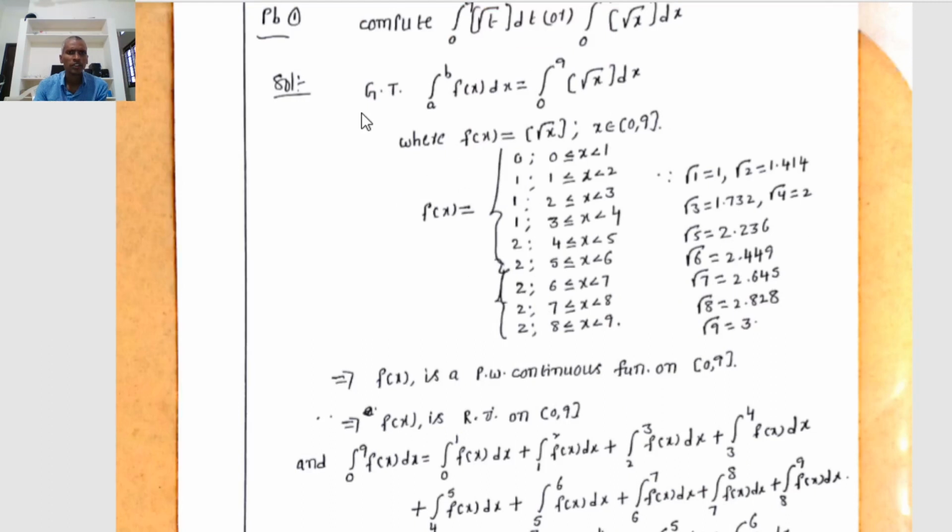That is, comparing to the given integral, integration a to b of f of x dx equals integration 0 to 9 of the integral part of root x dx, where f of x equals the integral part of root x, where the integral part means the greatest integer function.